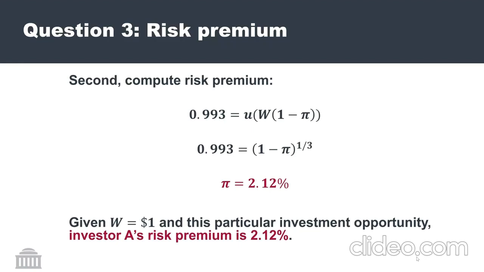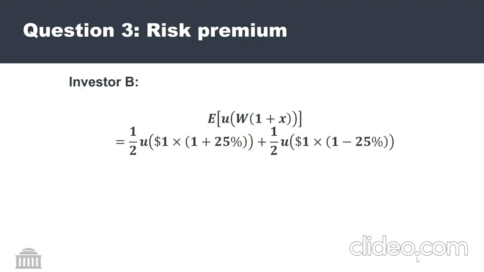In other words, this investor is indifferent between losing for sure 2.12% of her initial wealth of $1 and engaging in this 0% expected return investment opportunity that has a certain level of risk. Now let's compute the risk premium for investor B.